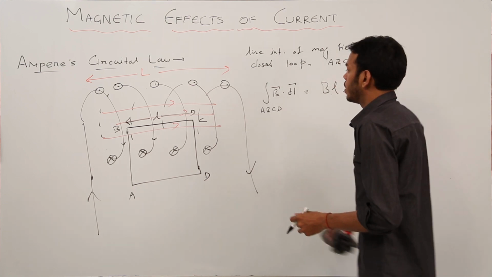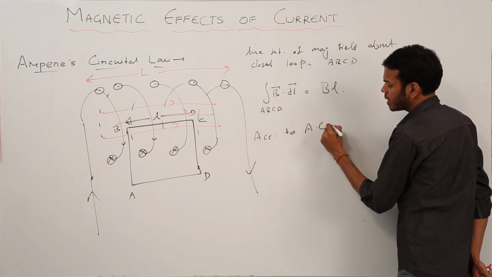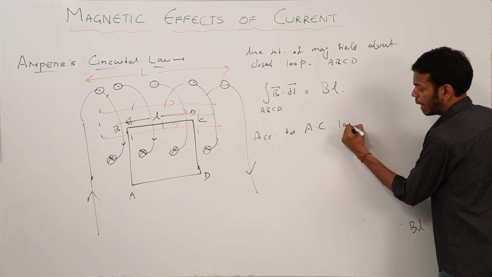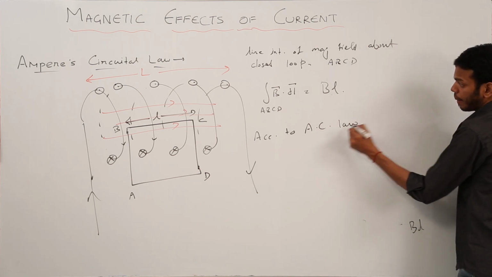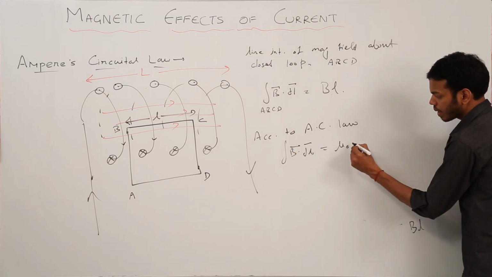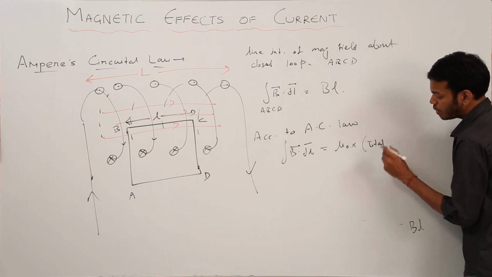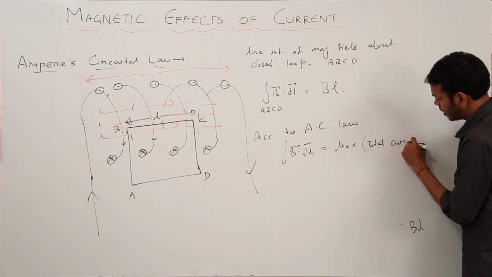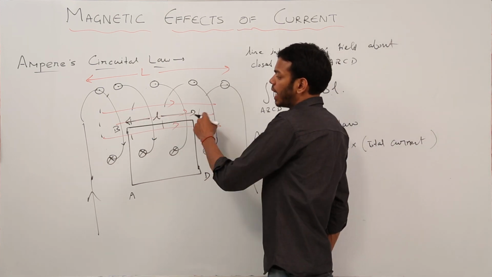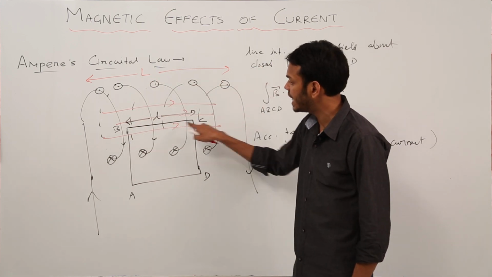According to Ampere's circuital law, now you can write it this way. Don't use these kinds of abbreviations, it's not allowed in your board exams. I am writing it this way because of lack of space. Ampere's circuital law: the integral of B dot dl was equal to mu naught times the total current threading the path. What is the total current threading the path? It is the current through each loop into the number of loops in this length L.